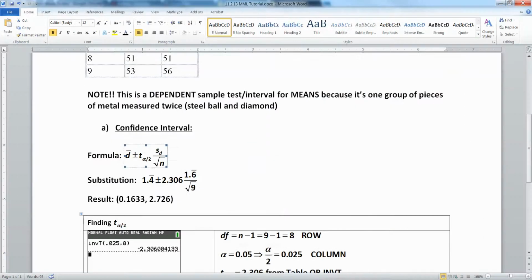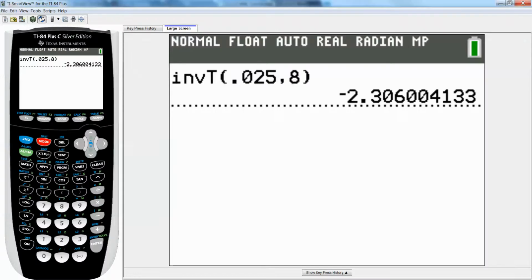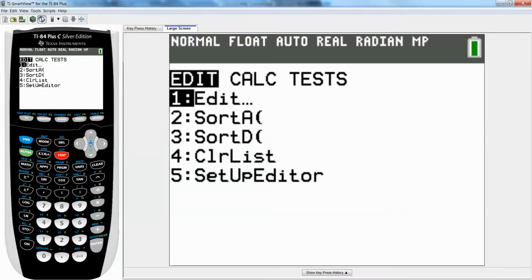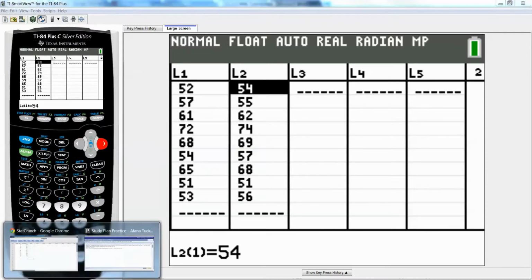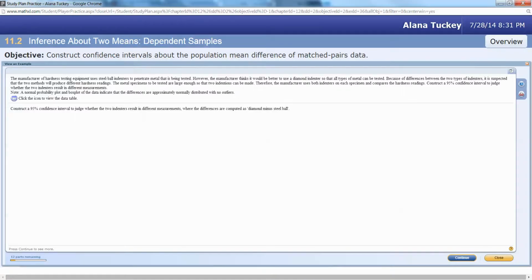Okay, so then substitution. Where did I get all this stuff from? Funny you should ask. What I did was I went to the calculator and pressed Stat, Edit. And I have in here an L1, the steel ball, and an L2, the diamond. Now let me go back to the problem real quick. It says construct a 95% confidence interval to judge whether the two indenters result in different measurements where the differences are computed as diamond minus steel ball. So they want us to do the diamond one minus the steel ball one.